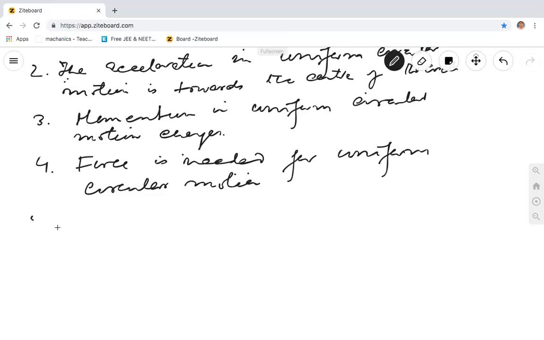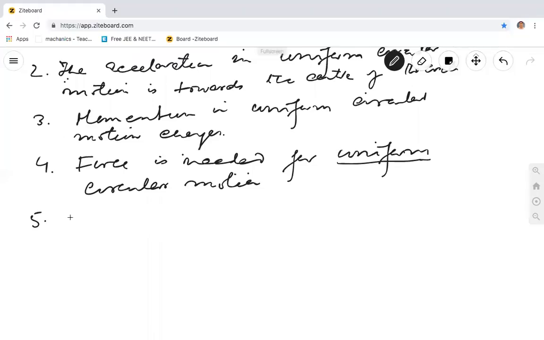Number 5. Now you may ask me a question. Why is it called uniform? What is uniform in it so that it is called uniform? Obviously, there's nothing which is uniform in uniform circular motion. So why should it be called uniform? Velocity changes, momentum changes, there is acceleration in uniform circular motion. There is force also, which is toward the center. So why should it be called uniform circular motion in the first place?